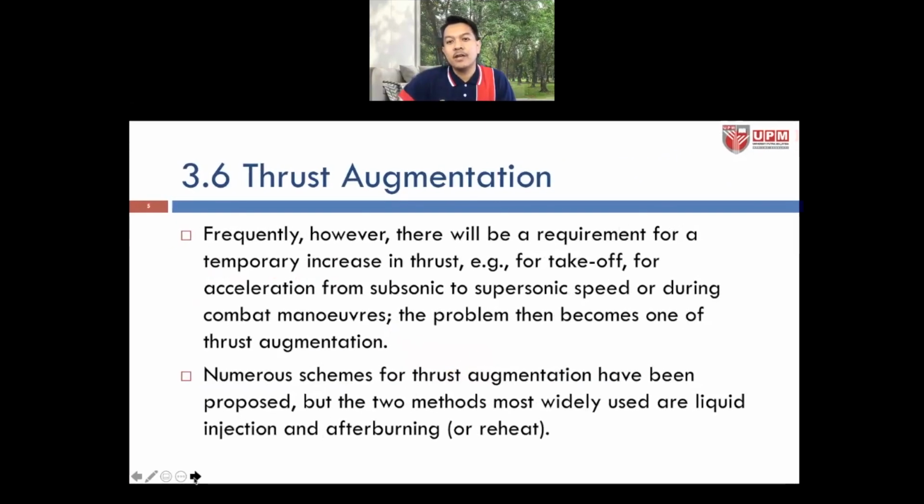Frequently, however, there will be a requirement for a temporary increase in thrust. For example, for takeoff condition, acceleration from subsonic to supersonic speed, or during combat maneuvers, the problem then becomes one of thrust augmentation. Numerous schemes for thrust augmentation have been proposed, but the two methods most widely used are liquid injection, and the second one is afterburning or reheat.